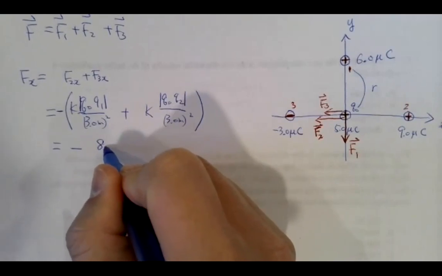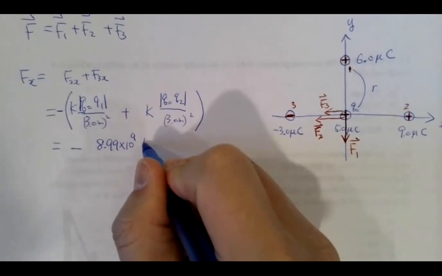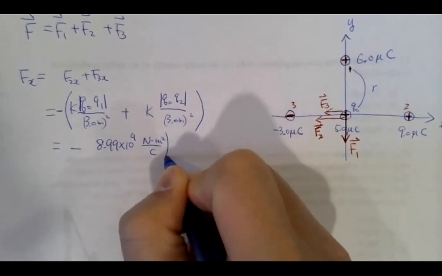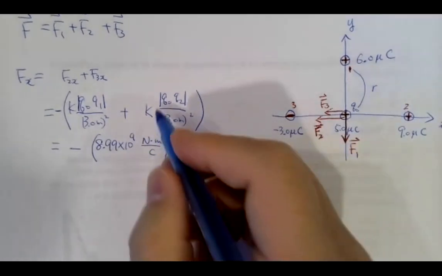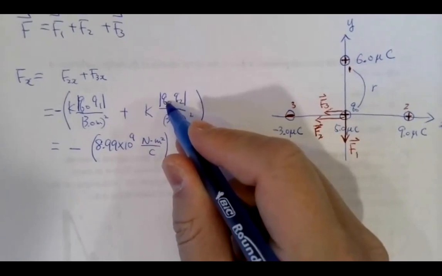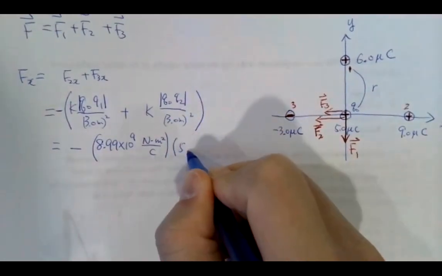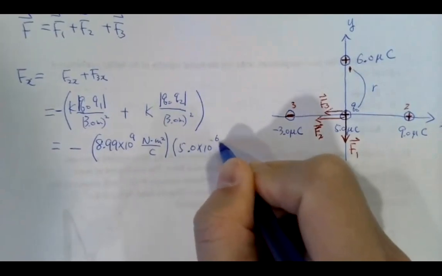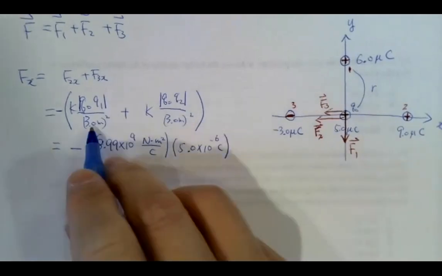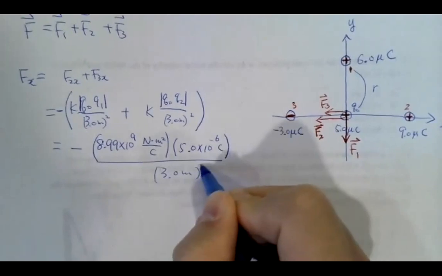So minus, for K is 8.99 times 10 to the 9 newtons meters square over coulombs. That's the common factor. You can actually move it out. And then Q0 positive, that's also the common factor. You can put this Q0 out. It's the 5.0 times 10 to the minus 6 coulombs, microcoulombs. And then the 3.0 is also the common factor, so you can put that out as well.